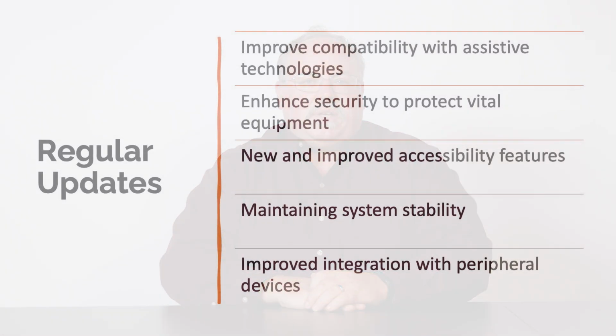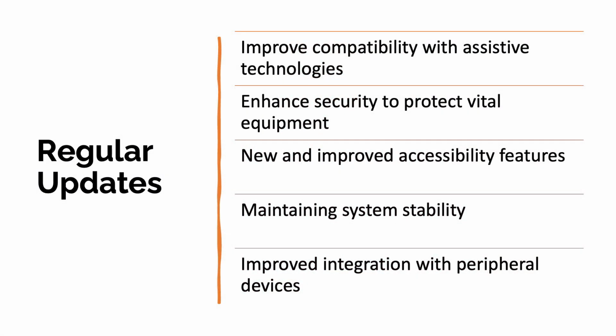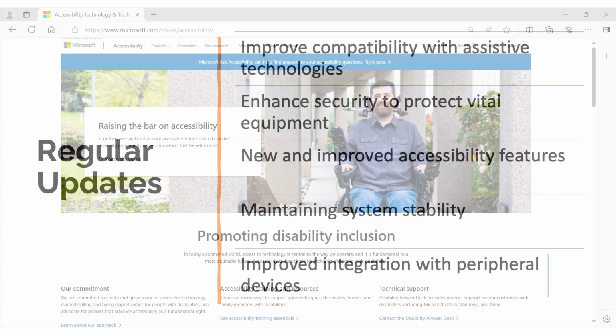To maintain accessibility, it is also very important to get regular software updates for your computer and assistive technology software. Software updates improve compatibility with assistive technologies. These updates also enhance security, protecting vital equipment and information. Software updates provide new and improved accessibility features. They can also improve system stability, and regular updates improve integration with peripheral devices.